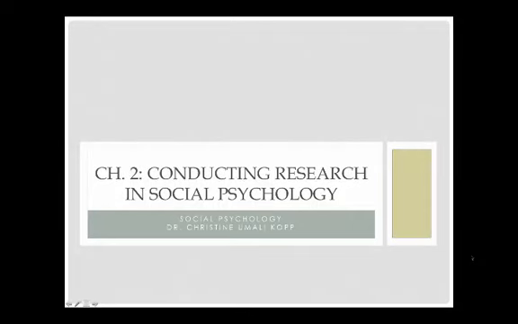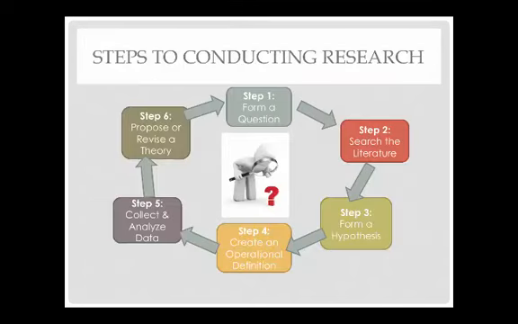This lecture will cover information from Chapter 2, which is basically on research methods in social psychology. This first slide covers the steps to conducting research. Step 1, form a question. So a researcher finds an area of interest for them. Step 2, search the literature. So conducting a literature review.